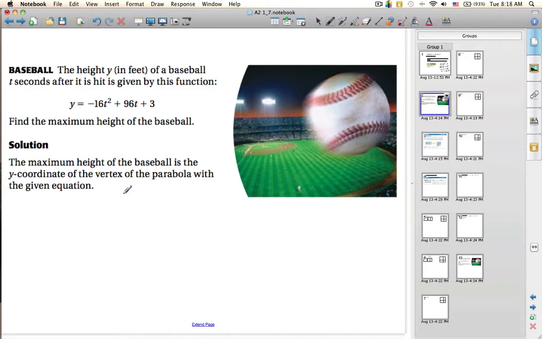Remember, the vertex is the highest or lowest point in a parabola. Because this parabola opens down, because it has a negative leading coefficient, we know that the vertex will be the maximum value. If it opened up, the vertex would be the minimum value.